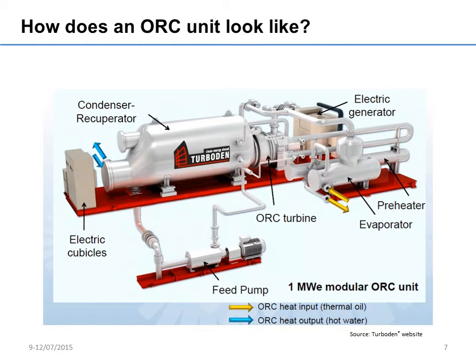What does an organic Rankine cycle look like? This figure shows a typical 1 megawatt organic Rankine cycle unit from Turboden. It consists of four main components. So this is the evaporator, turbine, pump, and condenser.